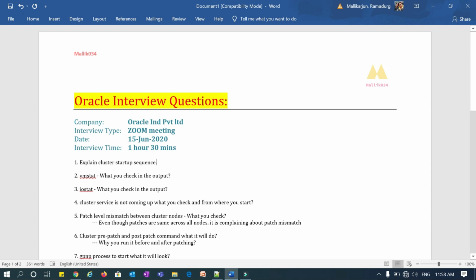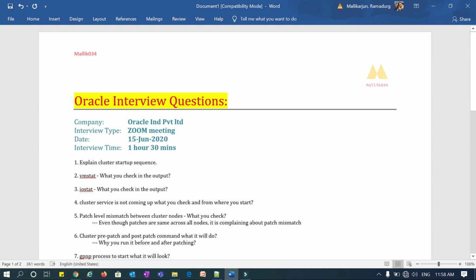These are the tricky questions. Cluster-based services are not coming up. This is a common issue we come across whenever we are working with RAC or cluster-based setups, and as the first point, from where will you start checking? That's a tricky question again. The fifth question is patch level mismatch between the cluster nodes. What do you check and what is your solution?